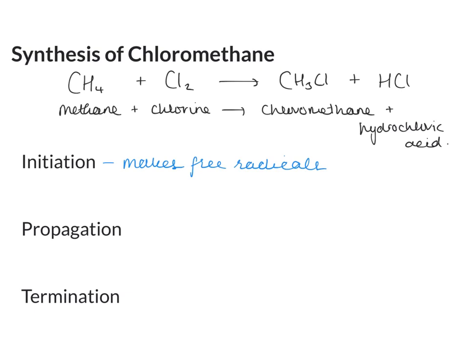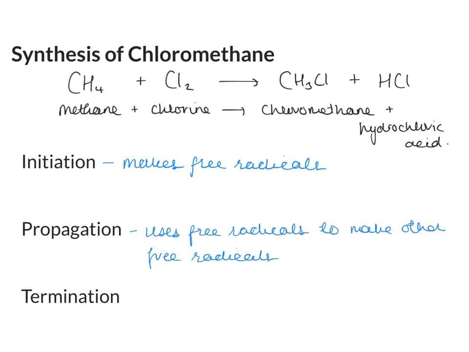Next is the propagation step, so this is where the chain reaction takes place. The reaction starts with the free radicals produced in the initiation step, and then it produces other free radicals which can go on and react, because free radicals are very, very reactive. And then finally you've got the termination step, where your free radicals that are floating around in the reaction react with each other to give you something that is no longer a free radical, and that stops the reaction.